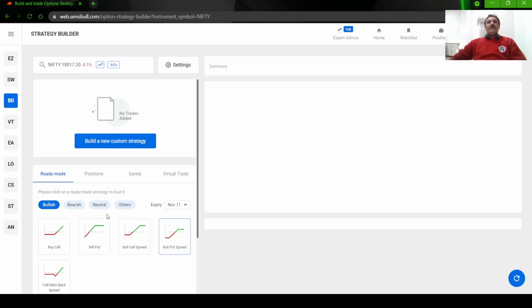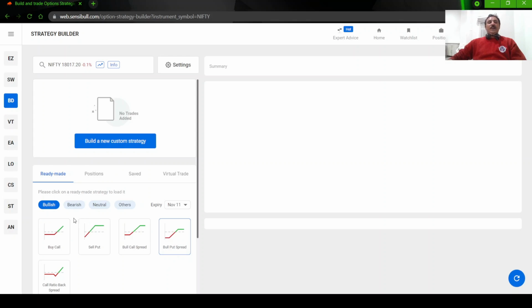So what is a bull put ladder? Bull put ladder is a modification of a bull put spread, and it is also an adjustment for the bull put spread when the spread goes wrong. This strategy can be a standalone strategy also, but mostly this strategy is used for adjusting the bull put spread.